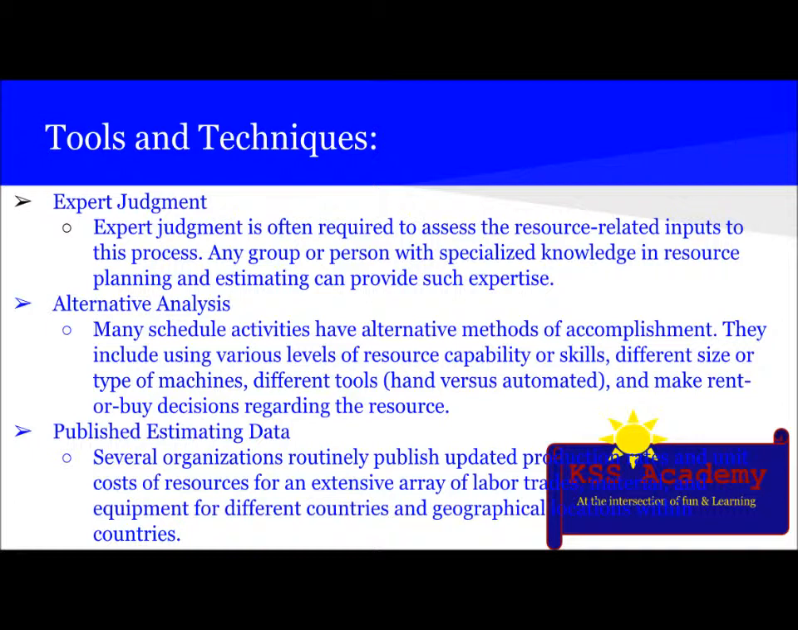Then there is published estimating data. Several organizations routinely publish updated production rates and unit cost of resources for an extensive array of labor trades, material, and equipment for different countries, geographical locations within the country.